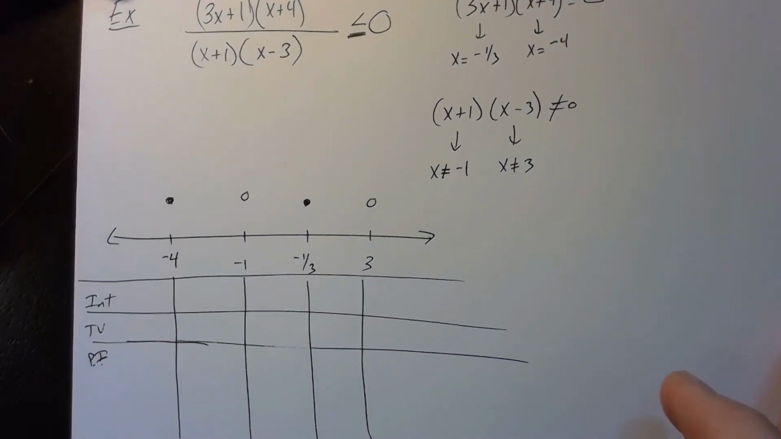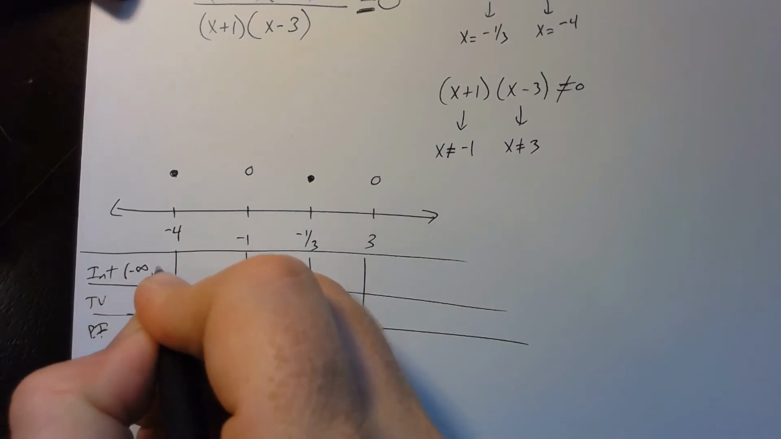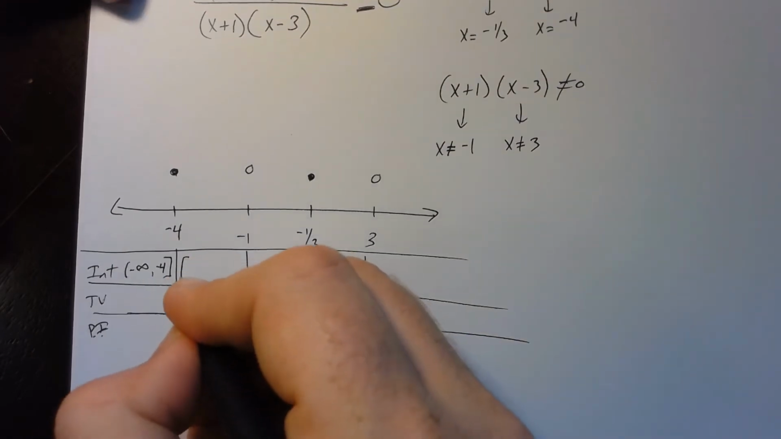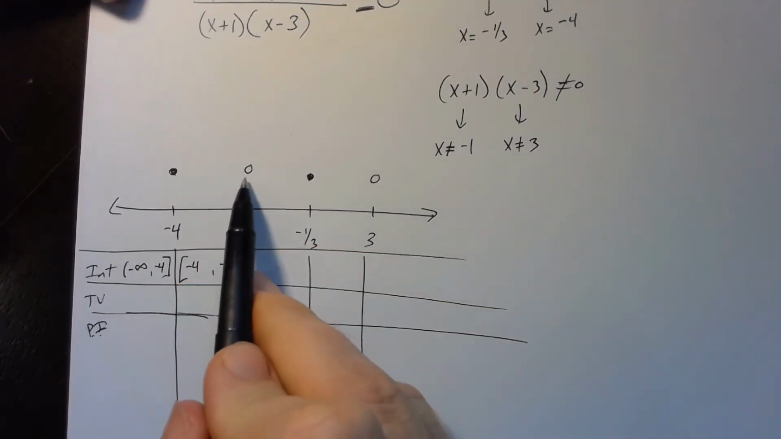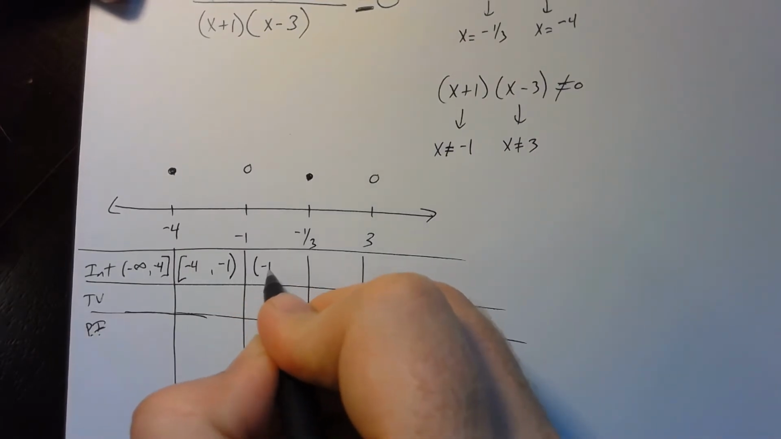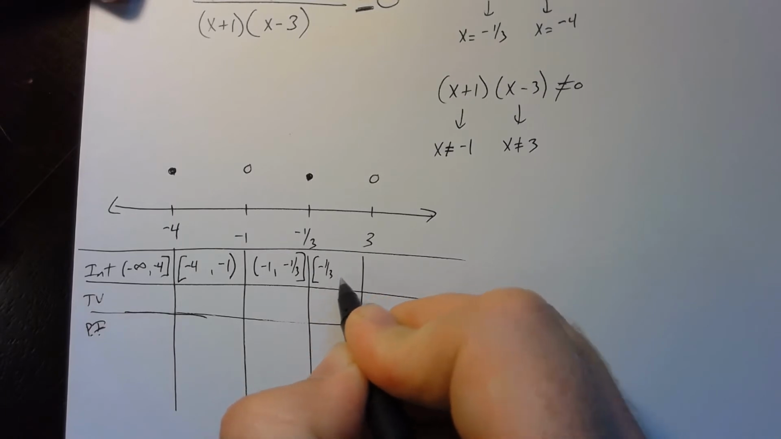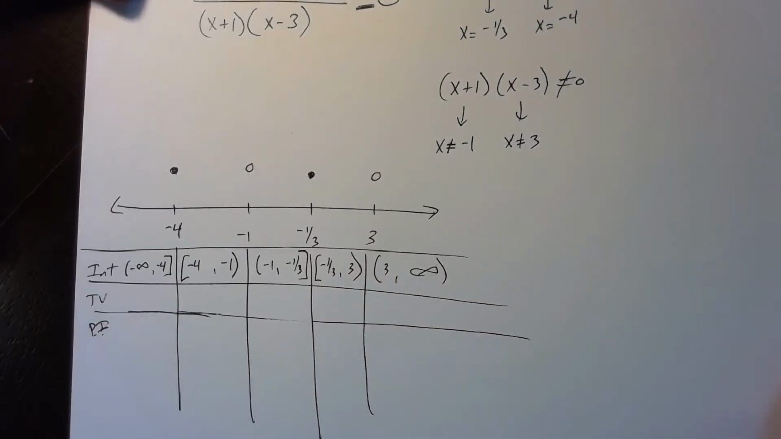This also allows you to do all of your intervals relatively smoothly. I'm going to go from negative infinity to negative 4, and because of that filled in circle, I know it's a bracket. Negative 4 to negative 1, I know that's going to be an open parenthesis because, again, we can't include negative 1. Negative 1 to negative 1/3, bracket on that, negative 1/3 to 3, open circle on that, and 3 to infinity. So now I have all my intervals listed.